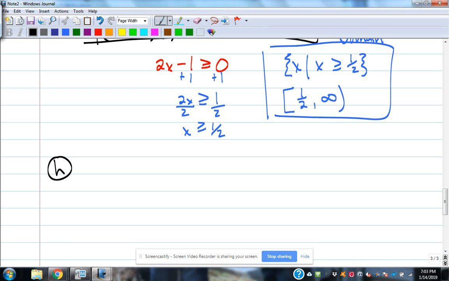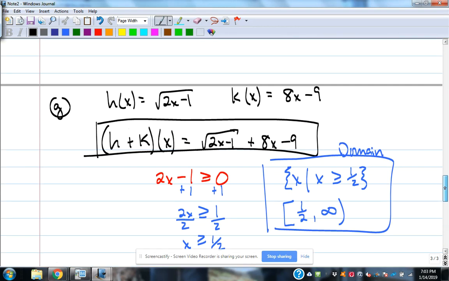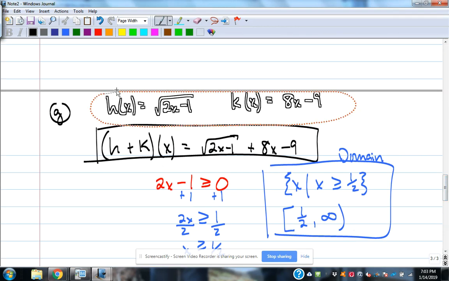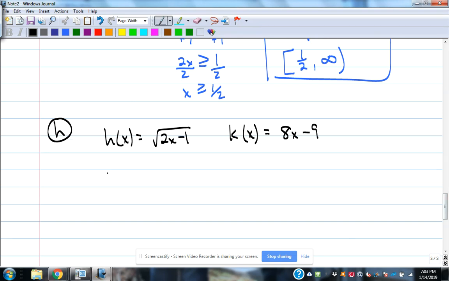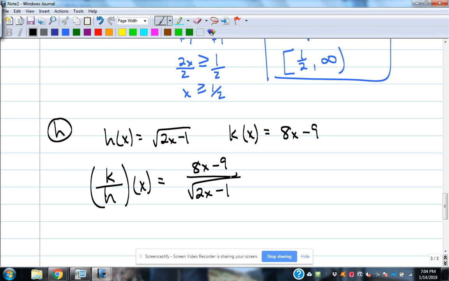All right, let's get one more function operation. Let's use the same two functions as we did on example G, and let's do one of the special case things that happens. That would be where you might have k divided by h of x. K divided by h puts 8x minus 9 on the top and the square root of 2x minus 1 on the bottom. So nothing you can do to simplify this. It's not going to get any better.